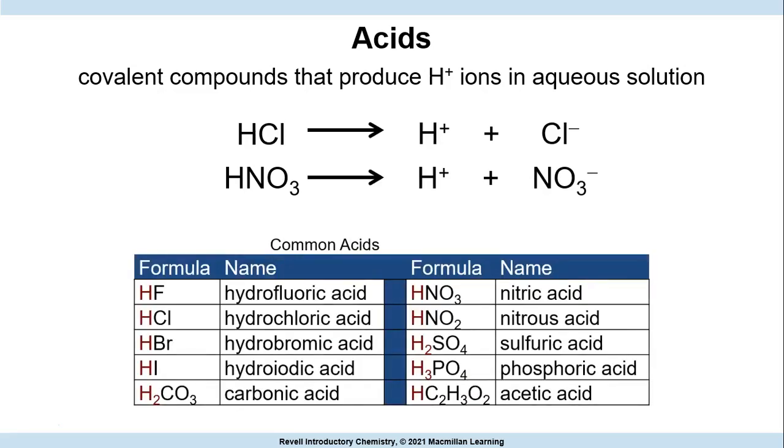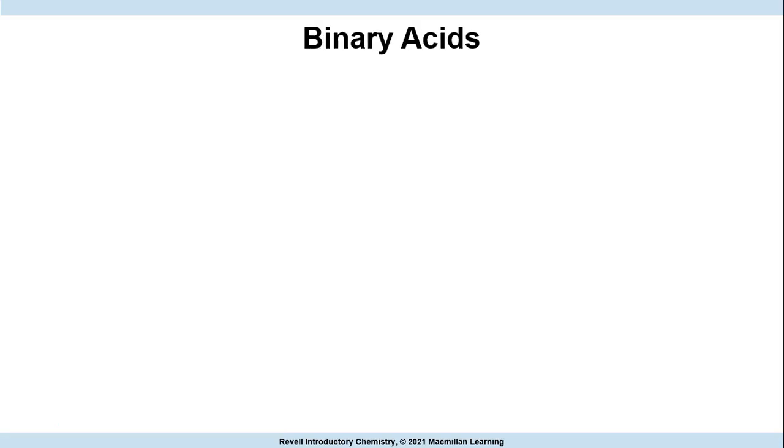So these are the common acids that you should know. We have hydrofluoric acid, hydrochloric acid, hydrobromic acid, hydroiodic acid, and carbonic acid. We also have nitric acid, nitrous acid, sulfuric acid, phosphoric acid, and acetic acid. Now, all acids are corrosive. So you have to always be careful when you're working with acids.